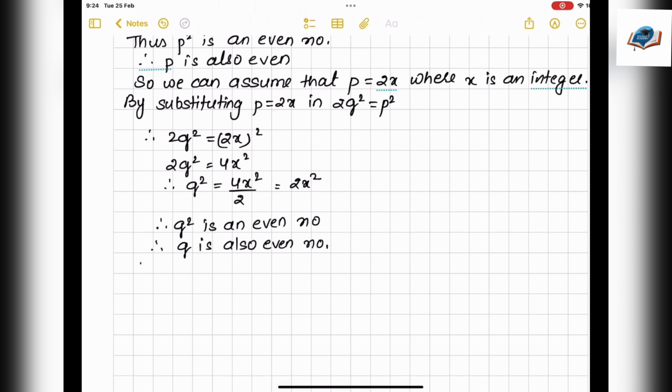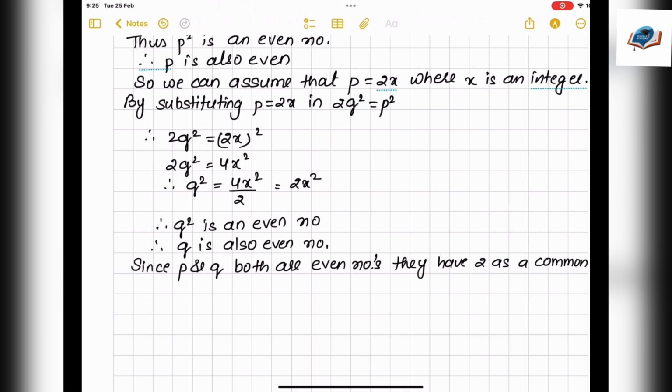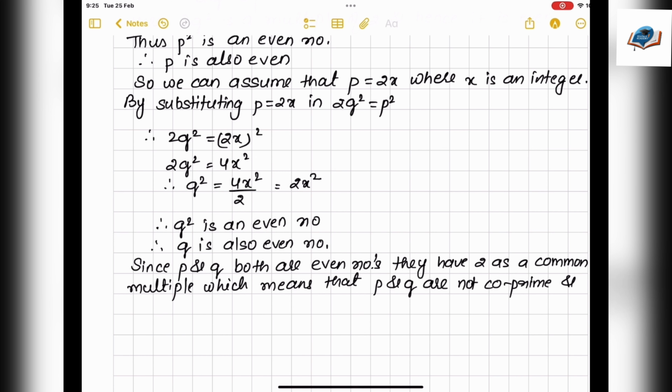Since P and Q both are even numbers, they have 2 as a common multiple, which means that P and Q are not coprime and HCF is equal to 2. But this is a contradiction.